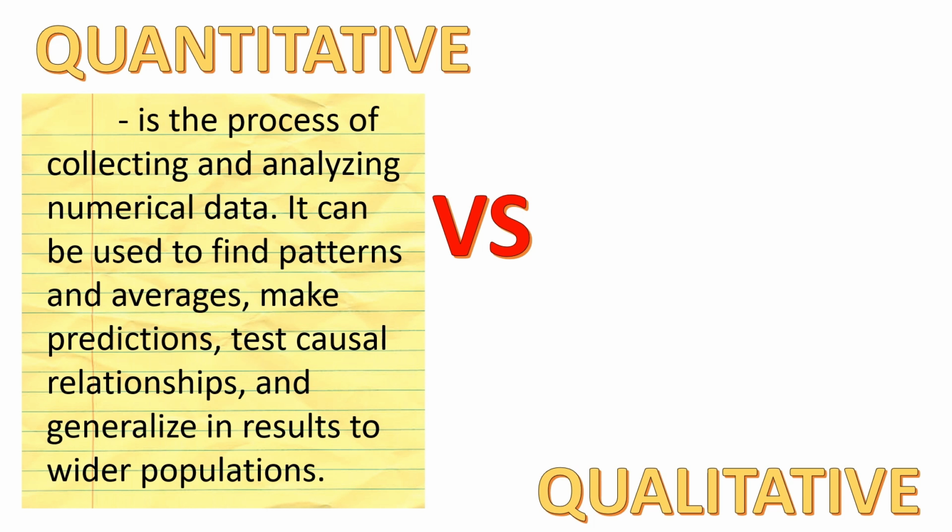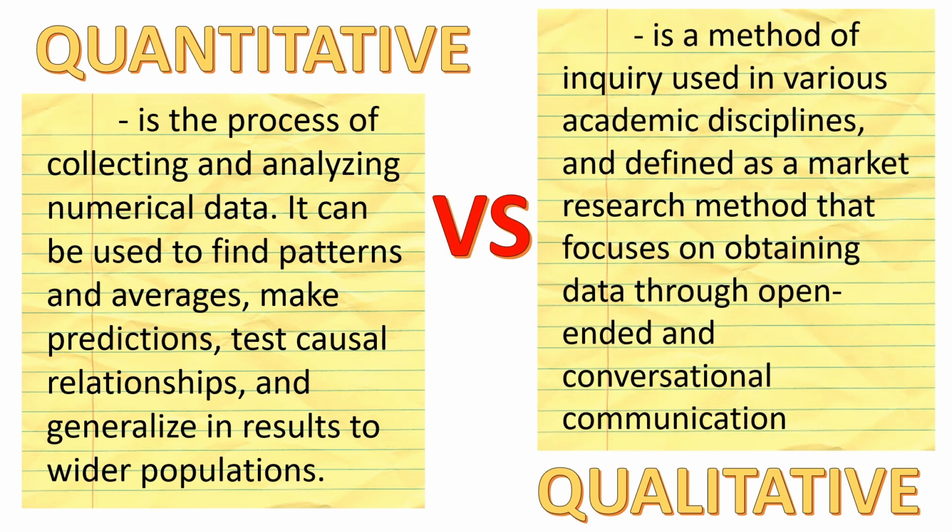Quantitative research is the process of collecting and analyzing numerical data. It can be used to find patterns and averages, make predictions, test causal relationships, and generalize results to a wider population. While qualitative research is a method of inquiry used in various academic disciplines and defined as a market research method that focuses on obtaining data through open-ended and conversational communication.